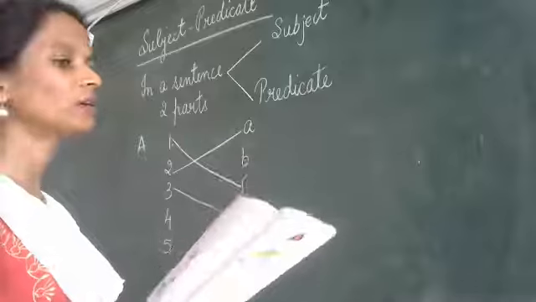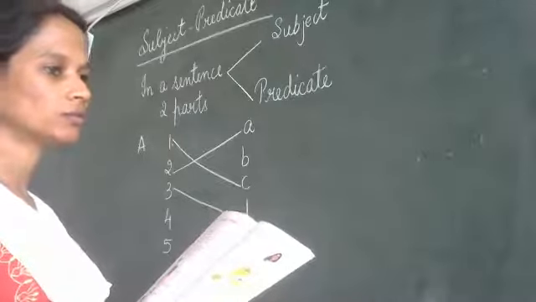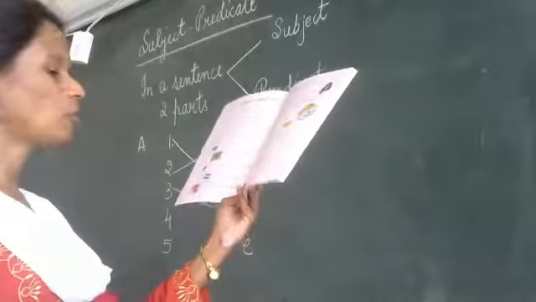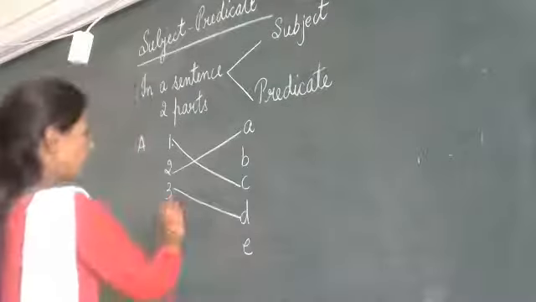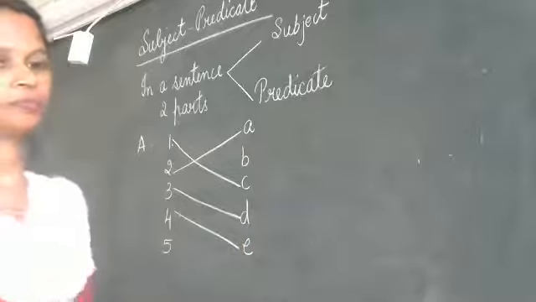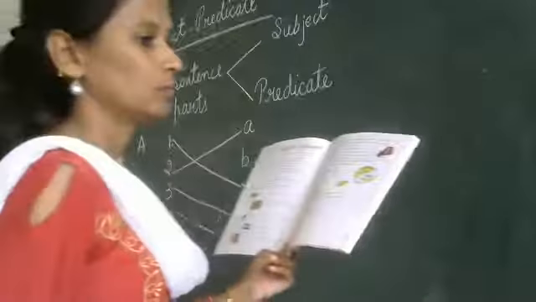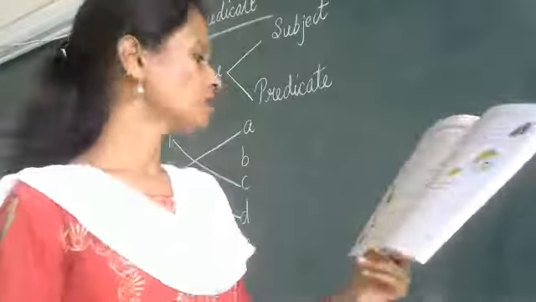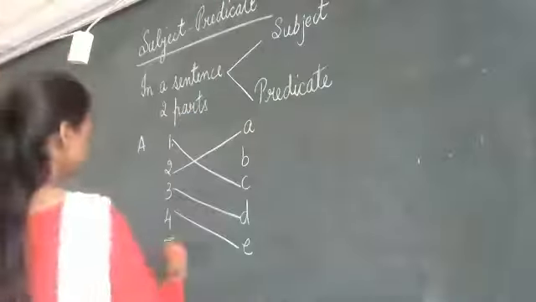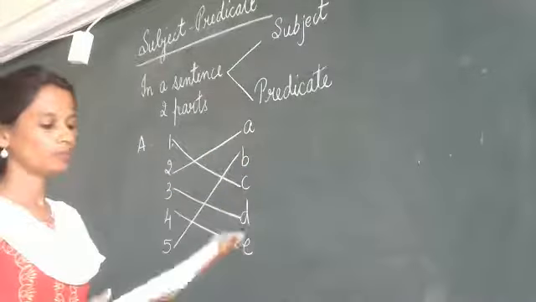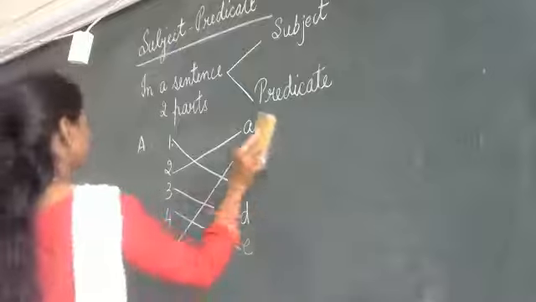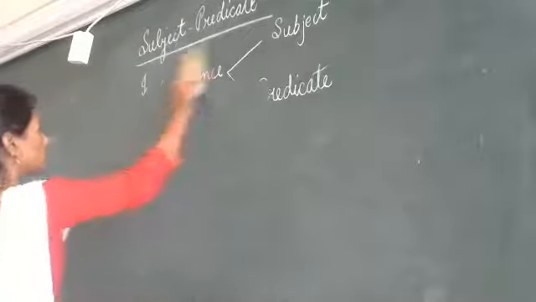Fourth one, the Indian flag. We all have to do together. Yes, the Indian flag has saffron, white, and green bands. So the fourth one, I'll match it with alphabet E. The last one, Lata Mangeshkar. Yes, was awarded the Bharat Ratna in 2001. So I'll match it with alphabet B. Completed? Okay. We move on to the next page.